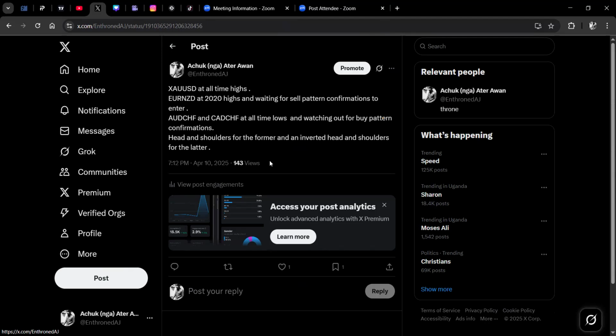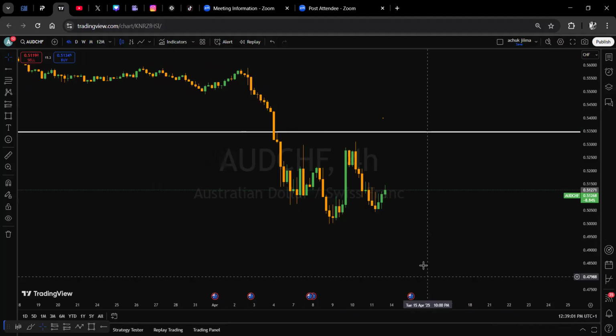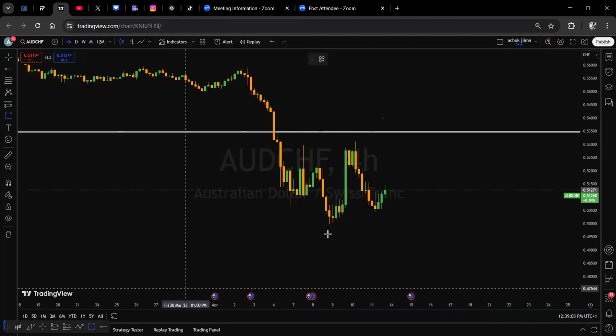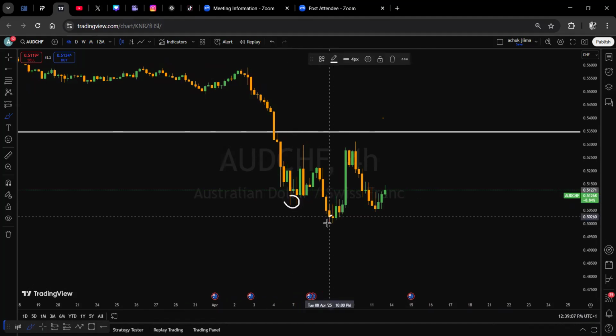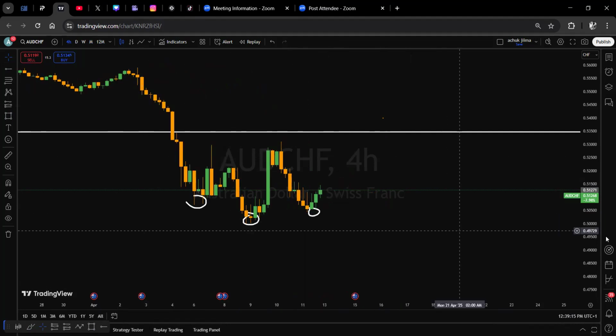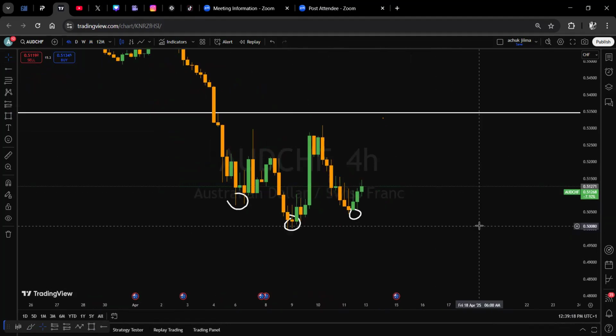And what I would want there is an inverted head and shoulders, especially for AUD CHF and CAD CHF. So we've had, this is now an inverted head and shoulders. You can see clearly here, this is your shoulder, this is your head, and this is the other shoulder. So now when you have an inverted head and shoulders, let me break it down for you so that you can understand exactly what I mean.